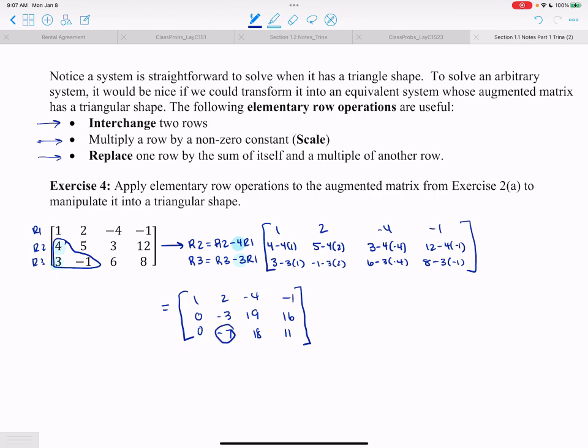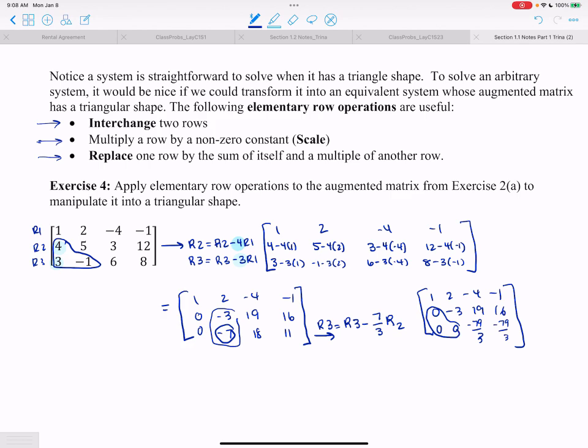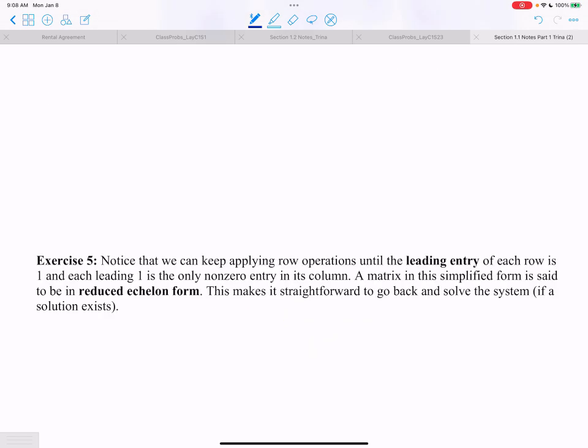Now I want to zero out this entry, so I'm going to make row 3 equal to row 3 minus 7/3 row 2. That 7/3 comes from that ratio. When you do that, the first row stays the same, and the second row stays the same. My third row will be 0, 0, negative 79 over 3, and negative 79 over 3. So this is in triangular form because below the diagonal is all zeros.